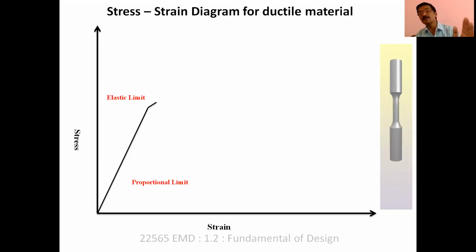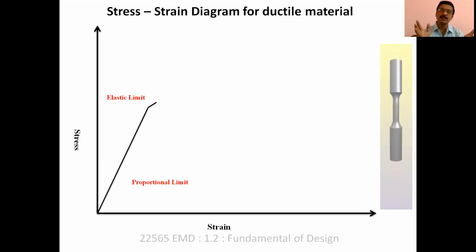Again, if I increase the force, now there is a short line which is observed on the screen, and the name is also there, elastic limit. So again, if I increase the load, then there is again a straight line, and there is a limit to that. So that limit is called elastic limit. Stress is proportional to strain within a certain limit, which is called the elastic limit.